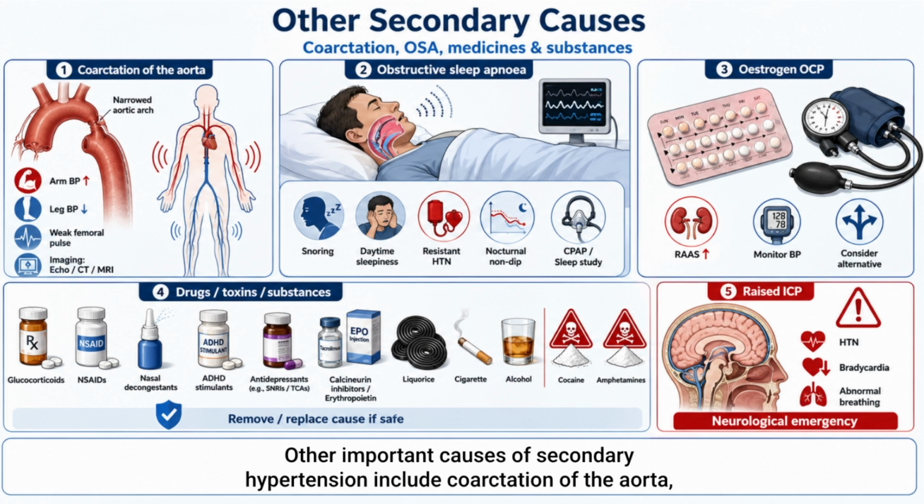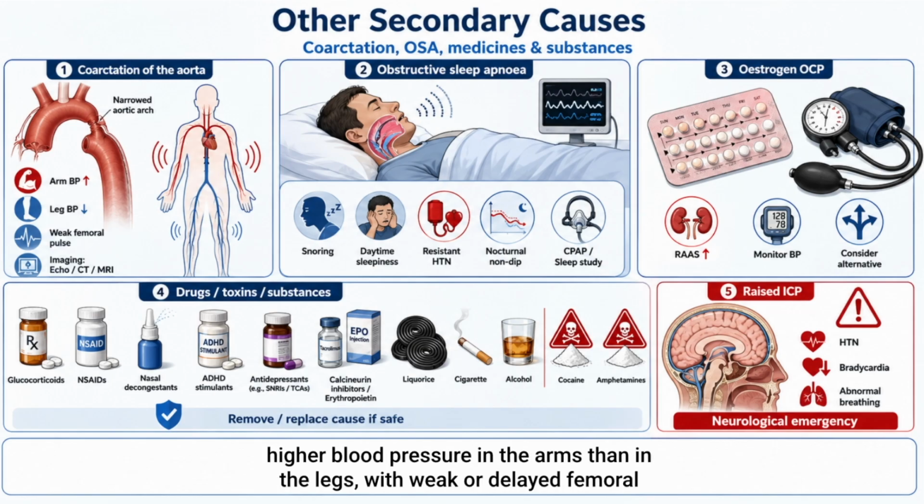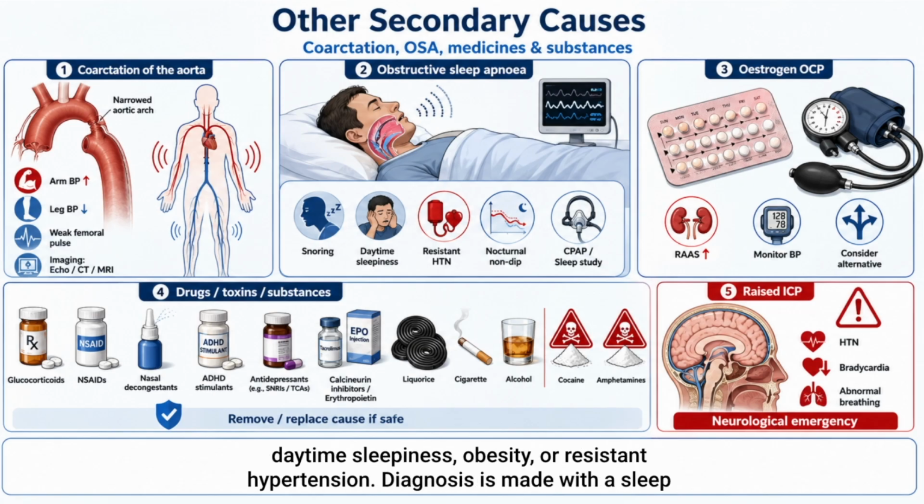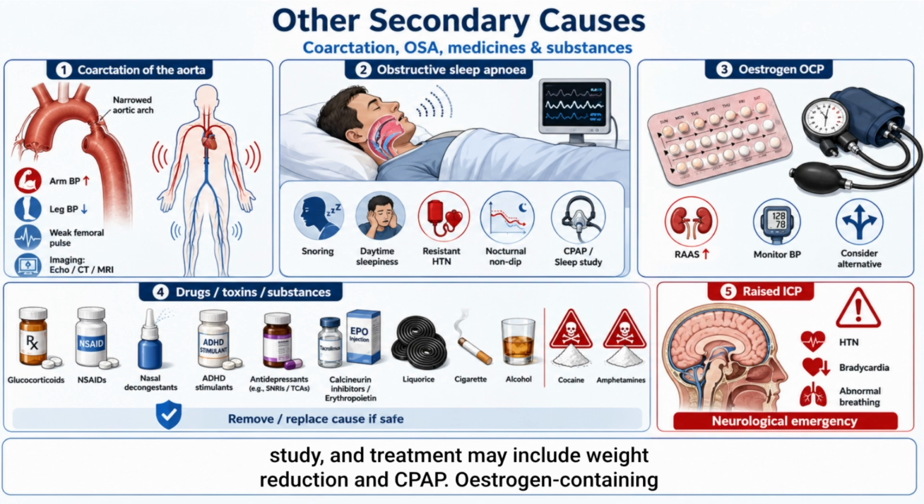Other important causes of secondary hypertension include coarctation of the aorta, obstructive sleep apnea, medicines, and substances. Coarctation of the aorta causes higher blood pressure in the arms than in the legs, with weak or delayed femoral pulses. Diagnosis is confirmed with cardiac and vascular imaging. Obstructive sleep apnea should be suspected in patients with loud snoring, witnessed apneas, daytime sleepiness, obesity, or resistant hypertension. Diagnosis is made with a sleep study, and treatment may include weight reduction and CPAP.